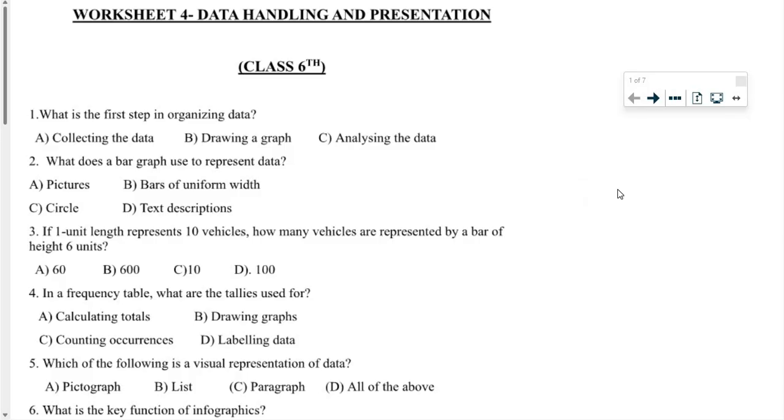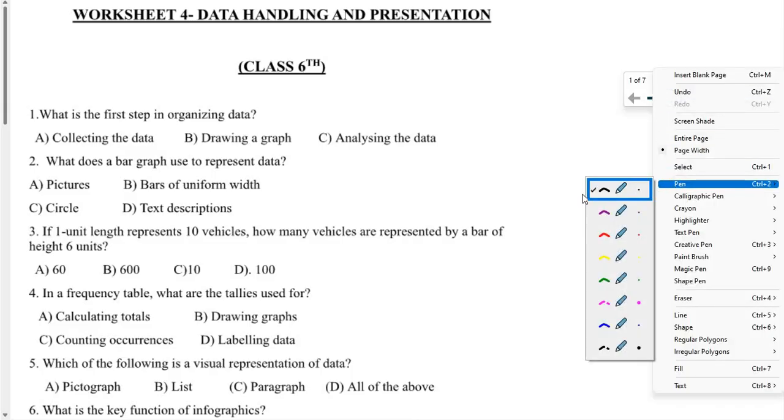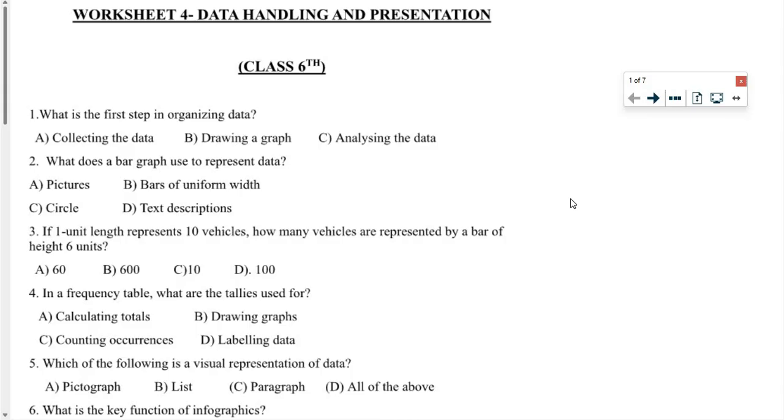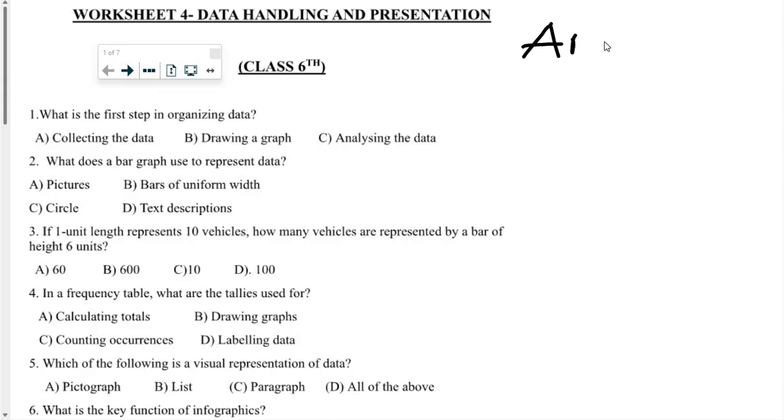This is another video for worksheet number 4 or chapter number 4 on data handling and presentation, class 6. Now let us begin. The first question: what is the first step in organizing data? So I will be writing answers here. This is my answer sheet.